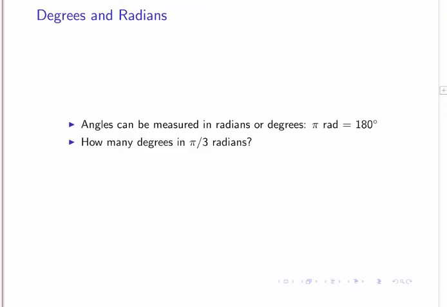Angles can be measured in either degrees or radians, and pi radians is 180 degrees. So if we wanted to know how many degrees there were in pi over 3 radians, we'd write pi over 3 radians is equal to 180 degrees over 3, which is 60 degrees.